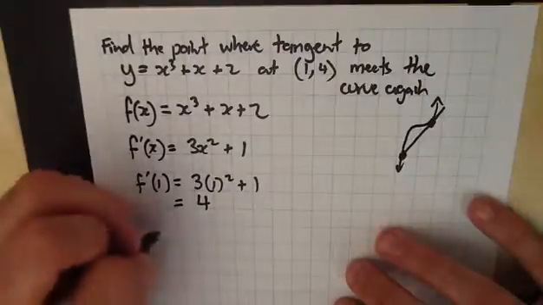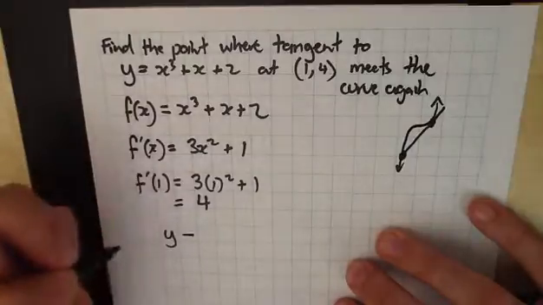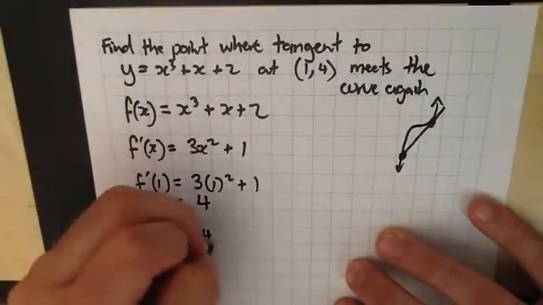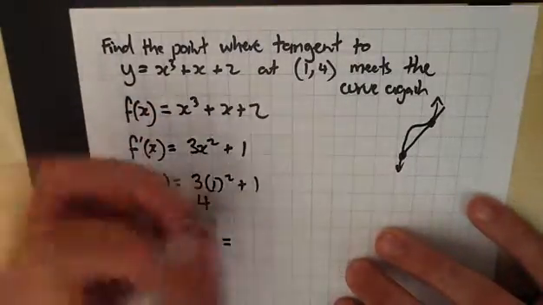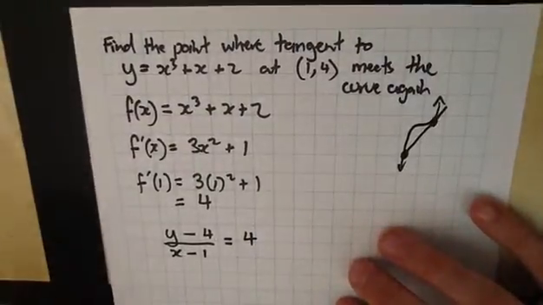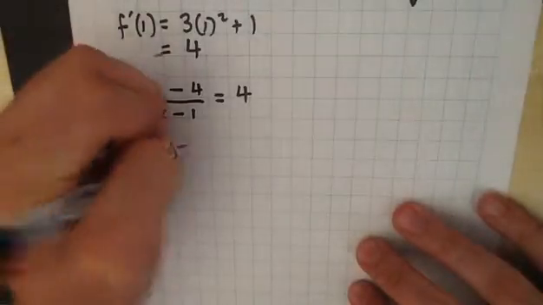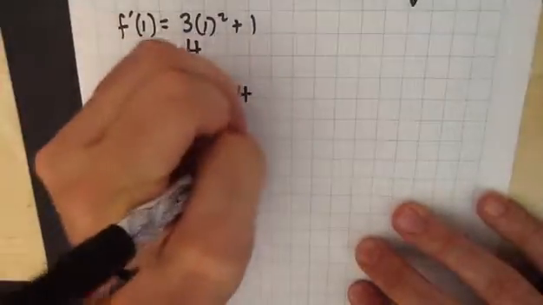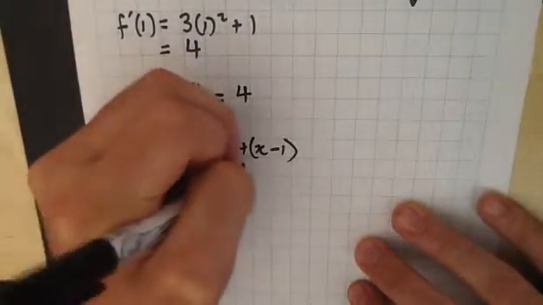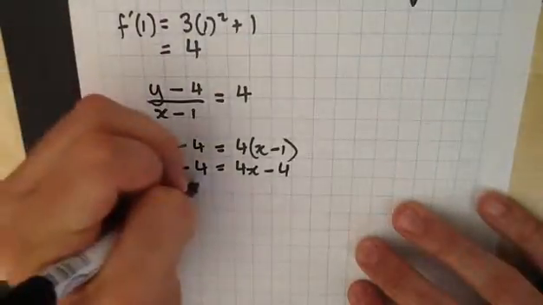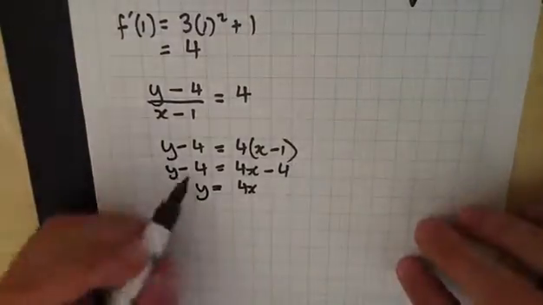Then I can sub into my equation form, where I take the y coordinate, which is 4, over x take the x coordinate, which is 1, is equal to the slope of the tangent. This is how I get the equation of the tangent. So rearrange this: y take 4 equals 4 bracket x take 1. So y take 4 equals 4x take 4. So y just equals 4x. That is the equation of the tangent.